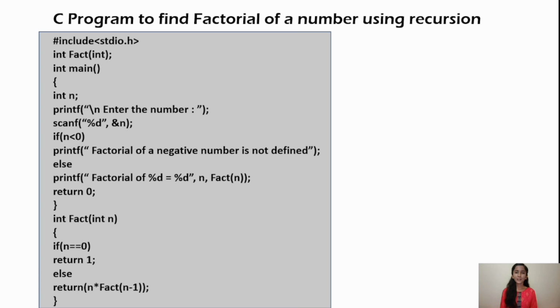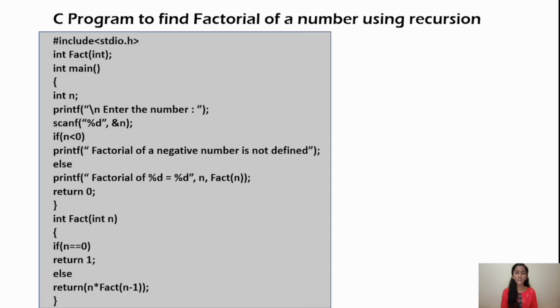Now let's implement the logic here and write the C program to find the factorial of a number using recursion. Every C program starts with the first statement, that is hashtag include stdio.h, where stdio.h is a header file, which stands for standard input output header file.